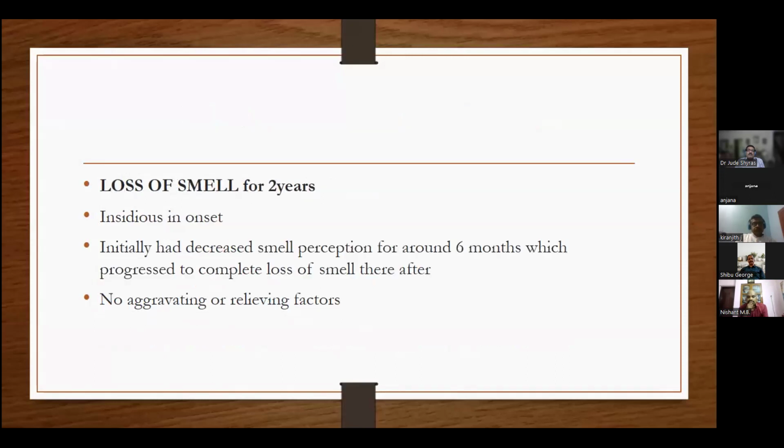He also had associated loss of smell for the past 2 years, which was insidious in onset. Initially had a decreased smell perception for around 6 months, which has progressed to a complete loss of smell thereafter, and there are no aggravating or relieving factors. What is complete loss of smell known as? Anosmia, sir. How will you confirm whether he had complete loss of smell or not? Smell test. That is your clinical examination. Patients may exaggerate the symptoms.